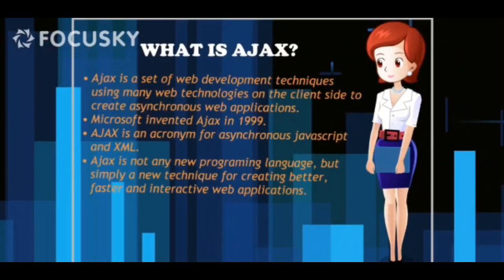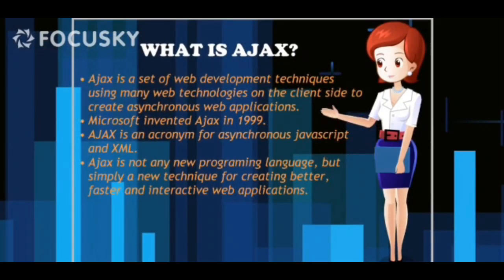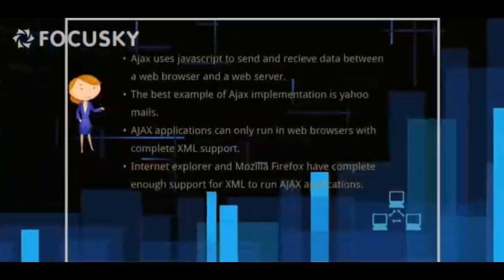What is Ajax? Ajax is a set of web development techniques using many web technologies on the client side to create asynchronous web applications. That is, it is a technique for creating fast and dynamic web pages. Microsoft invented Ajax in 1999. Ajax is an acronym for Asynchronous JavaScript and XML. Ajax is not a new programming language, but simply a new technique for creating better, faster and interactive web applications.